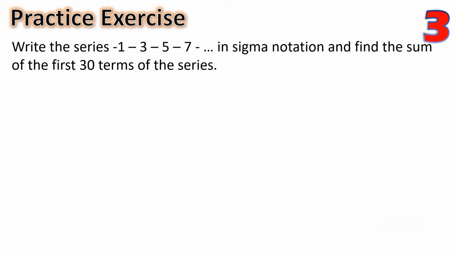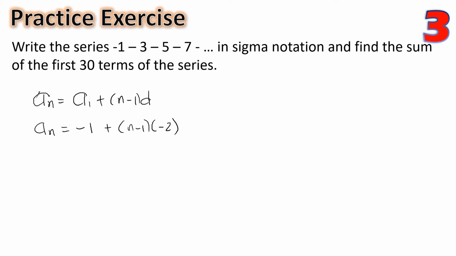Time is up. Let us check the answer. From the formula, a sub n is equal to a sub 1 plus n minus 1 times d, we'll get the general term of the series. So we have a sub n is equal to a sub 1 is -1 plus n minus 1 times d. To get d, we have -3 minus -1, that's -2. -5 minus -3, that's -2. So we have -2 as the common difference.